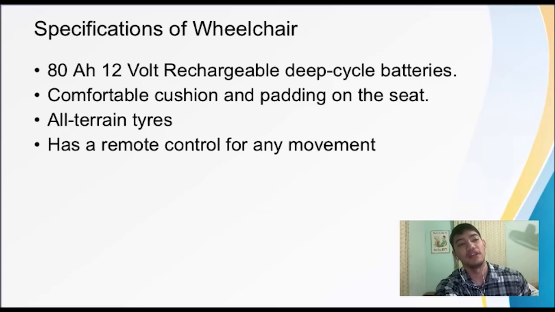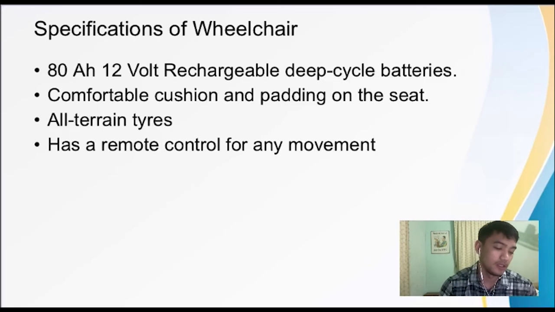A comfortable cushion and padding on the seat is also installed to give comfort to the patient sitting. And also, the tires installed on the wheels are all-terrain tires. So if the patient wants to go anywhere, it can be used in all conditions, such as roads, sidewalks, or a park.